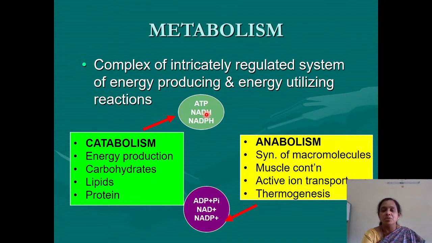What will anabolism do? Anabolism will utilize the energy. So, catabolism will provide the energy, whereas anabolism will utilize the energy, because to synthesize something, you need energy. For muscle contraction, energy is needed. For active transport, energy is needed. So, at the end of anabolism, what are we left with? We are left with ADP, NAD plus and NADP plus. So, this defines catabolism and anabolism.